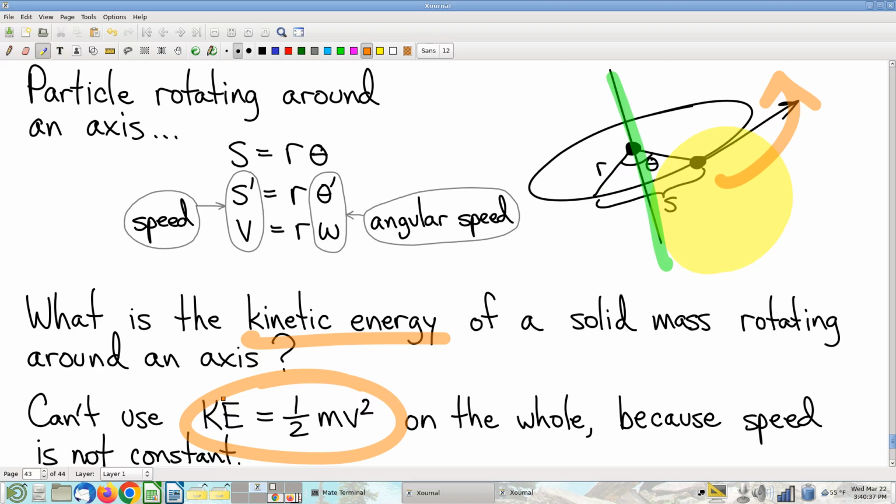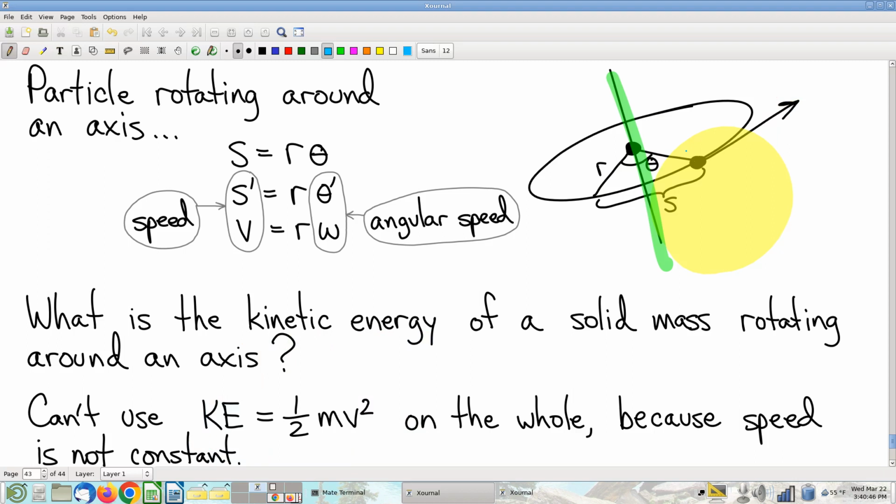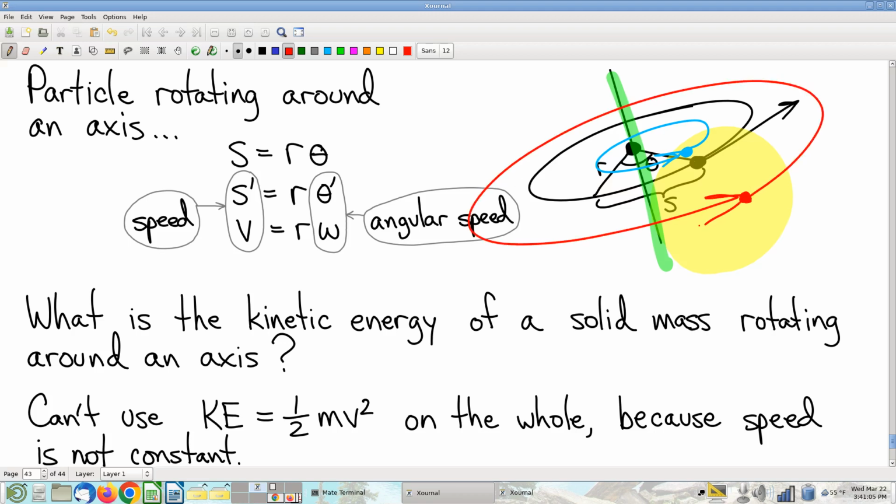But can we use this formula? And I say, tragically, no, we can't, because look at this. If I were to look at this little piece of mass here, that little piece of mass, in the time it takes for our blob to make one revolution, moves that far. But if I look at this little piece of mass over here, it moves a much greater distance in that same amount of time. That little red piece of mass is literally moving faster. It has a greater speed than the blue piece of mass.